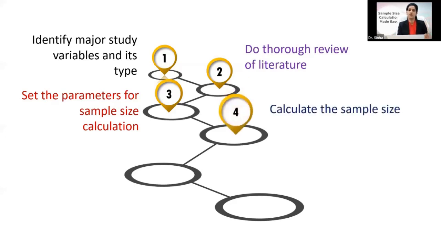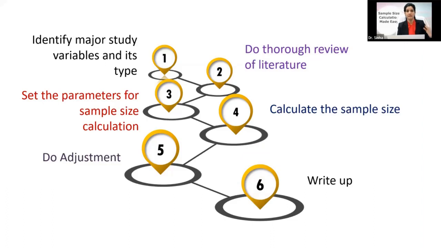And then the fourth is you have to calculate the sample size. After calculating the sample size, you have to make adjustments. You have to adjust it based on the finite population, or if there is clustering of your samples, you have to put in the concept of design effect, or you have to adjust based on the response rate. We do this adjustment once we calculate the sample size, and then we do the write-up.